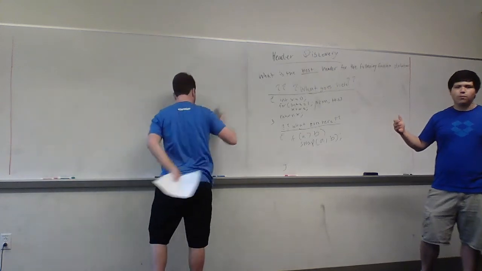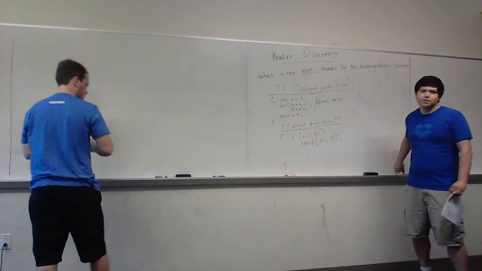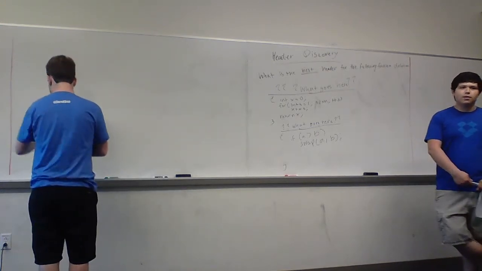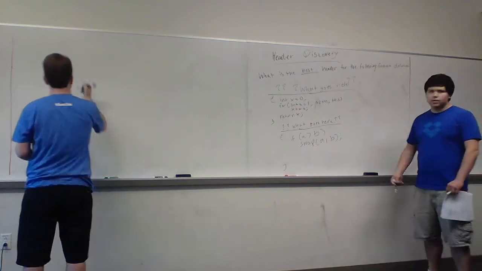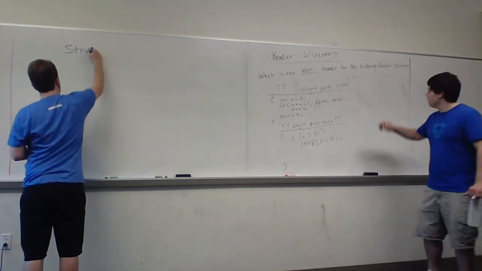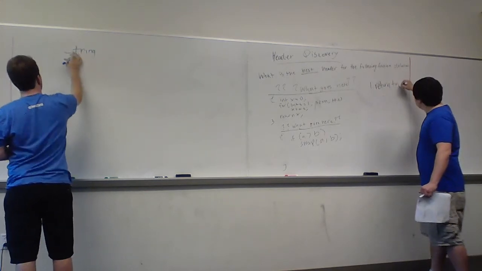So first off, what does a function header need? I've said this a bunch of times. There are a few main components. First off is the type of data it returns, the return type. So one, return type.